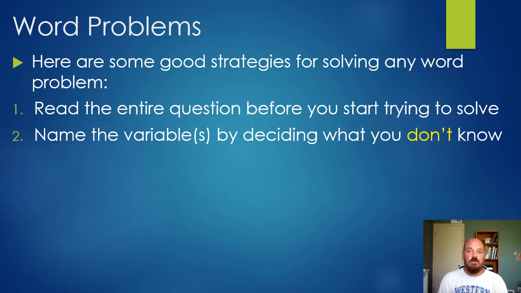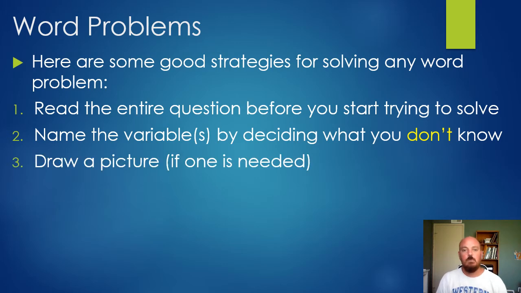Number two, always name your variables. If the question says, how much does something cost, X equals price of this thing. If the question asks, how many oranges did so-and-so buy, you write X equals number of oranges. Name that variable, declare what you don't know and what you're trying to find in the question. Number three, draw a picture, if one is needed. Not every word problem needs a picture, but a lot of them do. If you need that picture and it's not already there in the question, draw it out. That's going to help you.